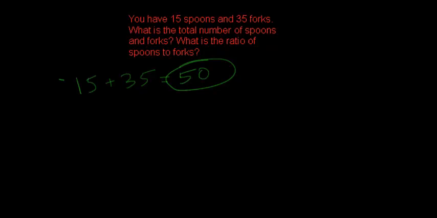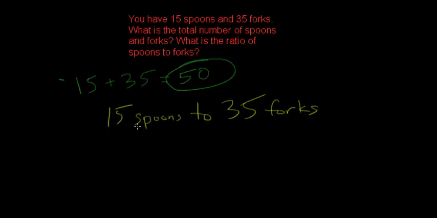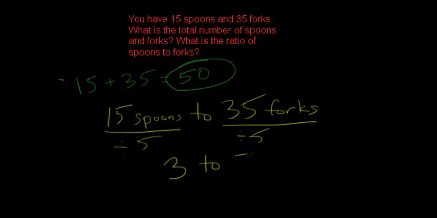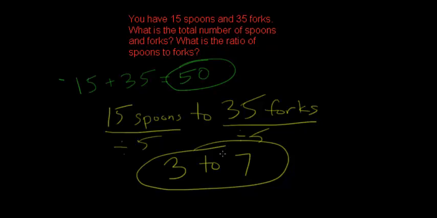Now let's do the ratio problem. So we have 15 spoons to 35 forks. Now, as you might have recalled in the last video, let's put this into simplest form. So they can both divide by 5. So your final answer will be 3 to, let's see, 35 divided by 5 is 7. So 3 to 7 is your answer.